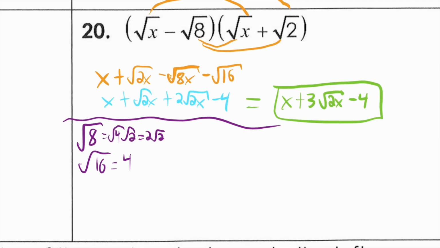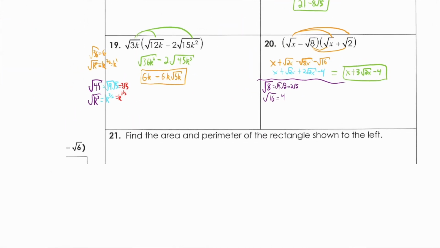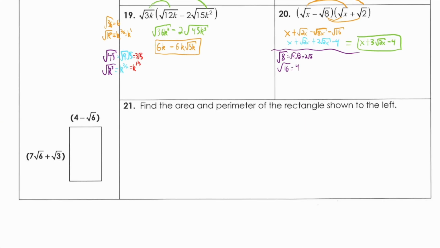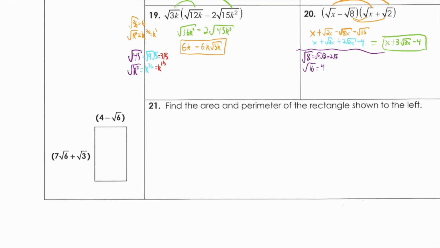On to our last problem for today, number 21, and this is really a two-part problem because we're finding the area and the perimeter of the rectangle shown to the left. Well, quick reminder, area and perimeter, let's remember our formulas for this. So area for a rectangle is length times width, and perimeter for a rectangle is you add up all the sides, which is 2 times length plus 2 times the width, essentially. Or it's length plus width plus length plus width. The same thing either way. So let's find these.